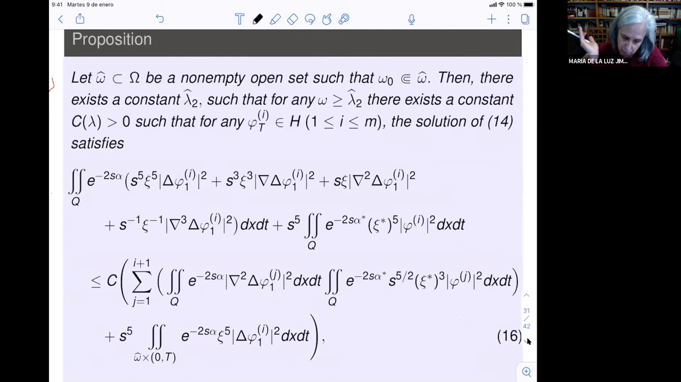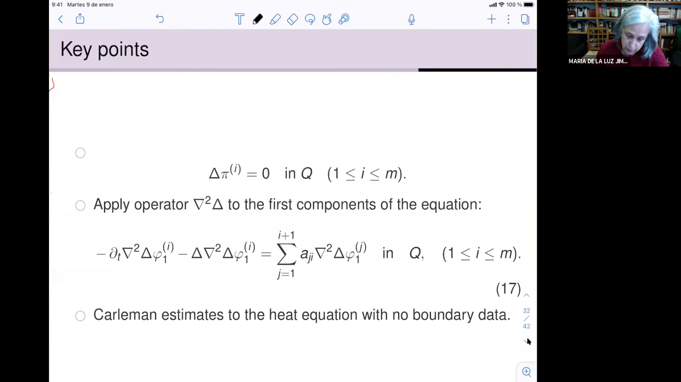What we are able to do is again to work with the first component of all the equations. Here I am taking all the equations, and in fact, what we do is use, here we need more. Why? I am not really sure, but we tried with only the gradient of the Laplacian, and we were not able to eliminate all the terms that we had.